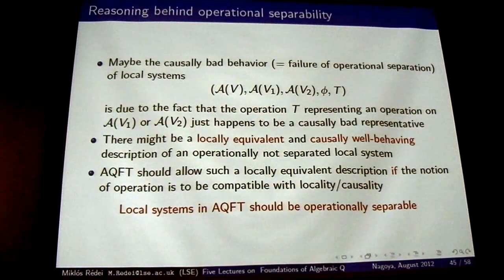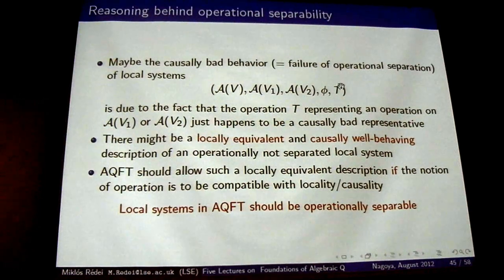So the idea here is that maybe this causally bad behavior, the failure of operational separation of the local system here, is due to the fact that the operation T, which represents a local operation on A V1 or A V2, just happened to be a causally bad representative, and then you can choose another representative which coincides with the original one on the local system and which is causally well behaved. So the causal bad behavior is curable somehow. That's the idea. If an operation is causally badly behaved, maybe I can replace it by another one which is causally alright and which coincides with the original operation on the local system. That's the idea.